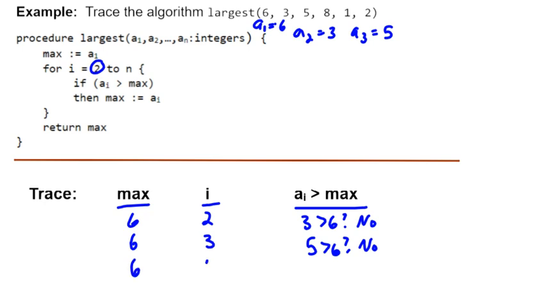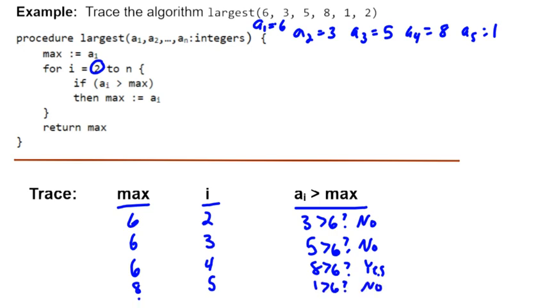Now we get to 4. A sub 4 is 8. Is 8 greater than 6? Well, the answer is yes. So now the max becomes 8. Now we're at 5. A sub 5 is 1. Is 1 greater than 8? The answer is no, so max stays at 8. And then i becomes 6. A sub 6 is 2. And now we have to ask, is 2 greater than 8? And the answer is no.